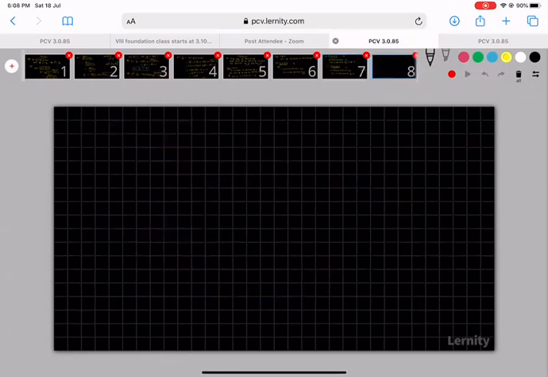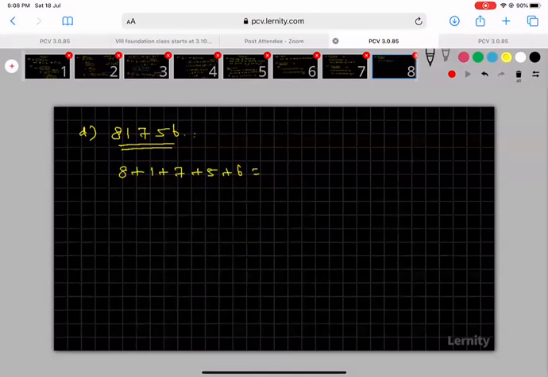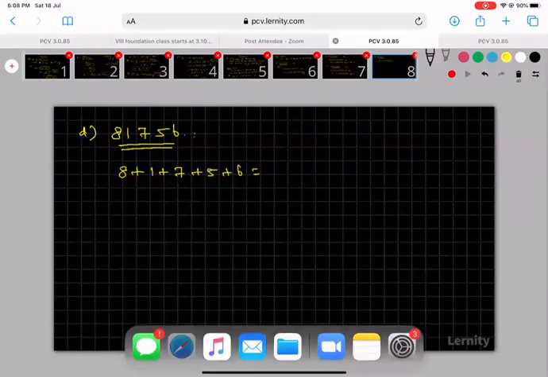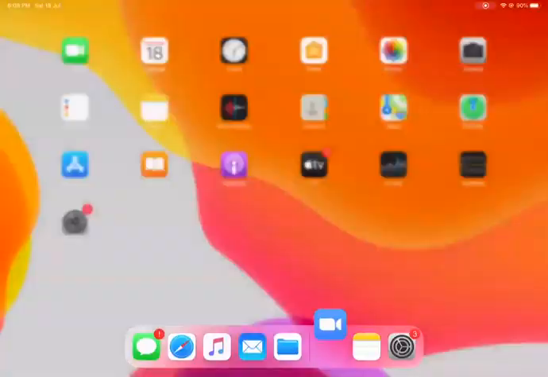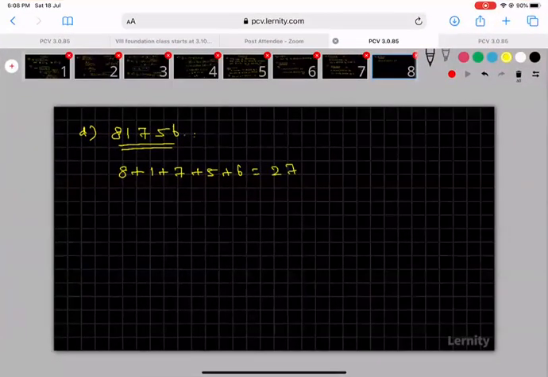I will move to the next slide. Problem number D, 81756. This is the problem they are given. Here the sum means 8 plus 1 plus 7 plus 5 plus 6. What is the value for this, sir? 27. Very good, sir. 27. So it is divisible by both 3 and 9. So this is also not satisfying our question.